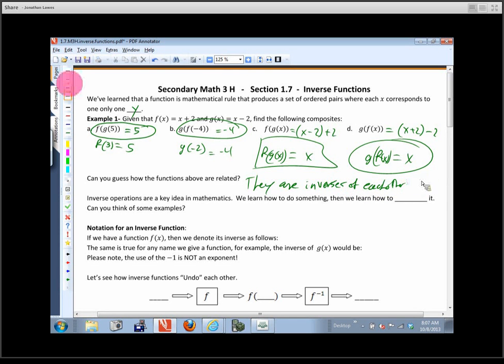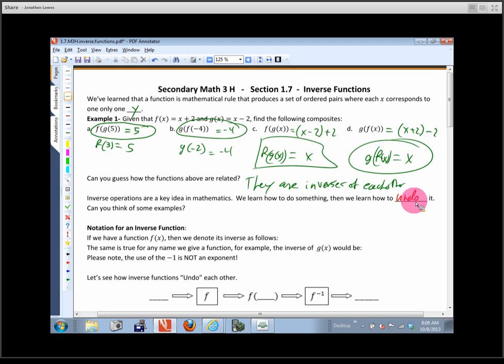So when we talk about inverses, they are a really key idea in mathematics. We're always learning how to do something, and then we learn how to undo it. So when we talk about inverses, don't think of it in terms of them being the opposite of each other. That has a different type of meaning. A lot of times opposite means the negative of. Inverse means they undo each other. Whatever one function does, the other one undoes.